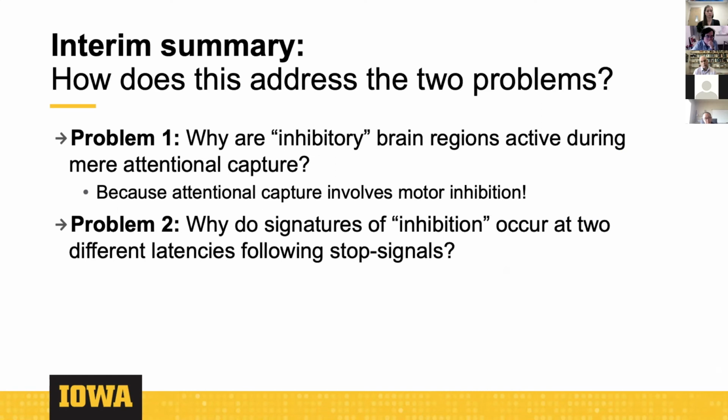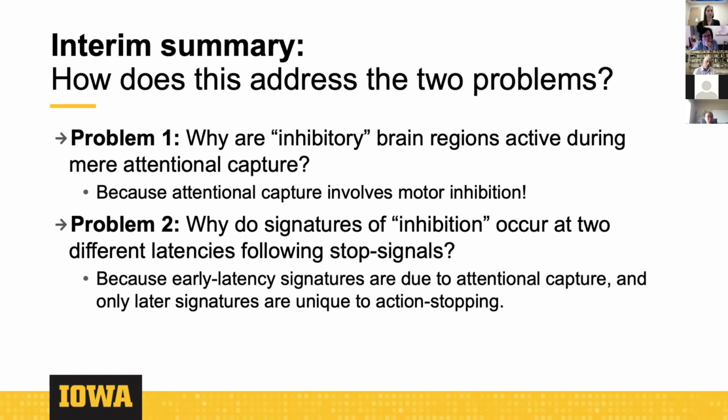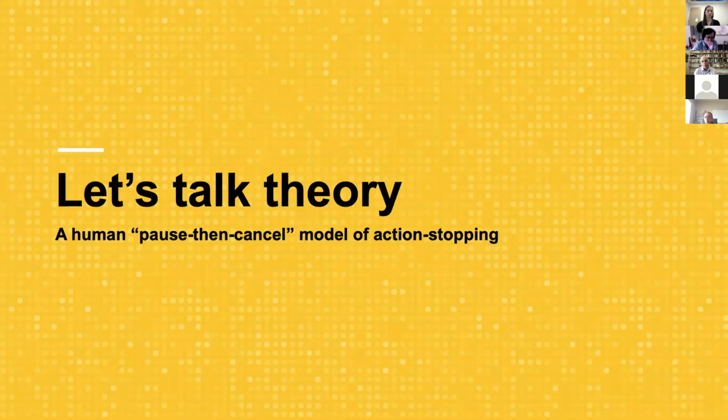And then the second problem is, why do signatures of inhibition occur at two different latencies following the stop signal? And that's because we propose early latency signatures are due to attentional capture effects, and only later signatures are unique to action stopping. So what does that mean in terms of theory? Let's try to pack this into a comprehensive theoretical framework that explains what we believe is going on.